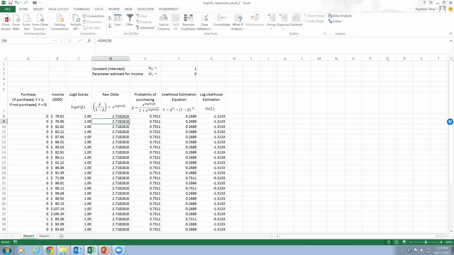Okay. So once you have this part here, if you solve this equation, you'll get this equation here. The probability equals e raised to the logit of p hat over 1 plus e raised to the logit of p hat. So the logit of p hat is basically this value here, because that's what we found out here. So this is our logit score. If you take the exponent of that, you get the odds. So here, basically what I'm going to do is say this value divided by 1 minus this value here. Okay.